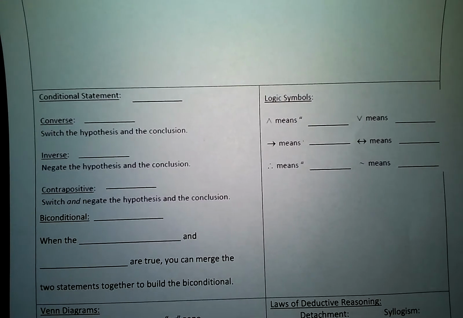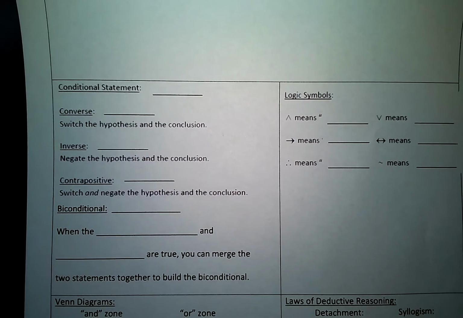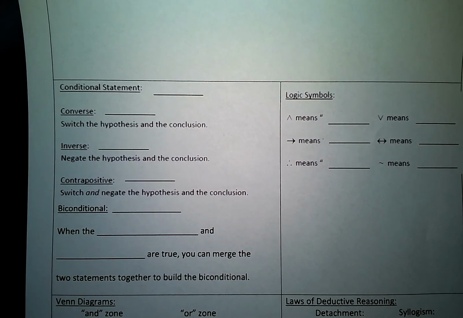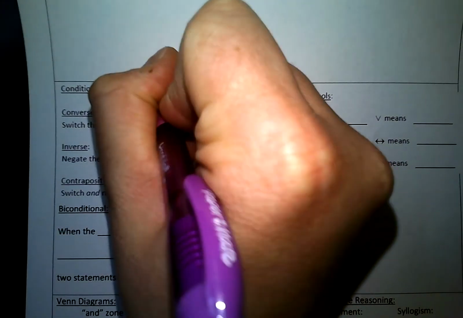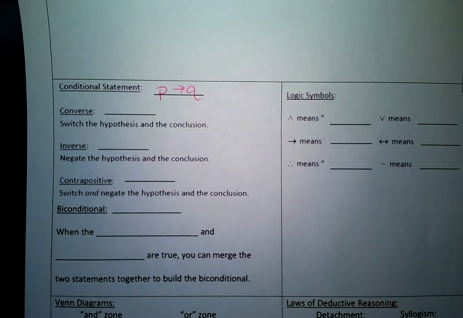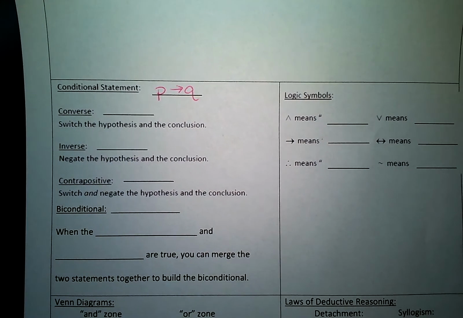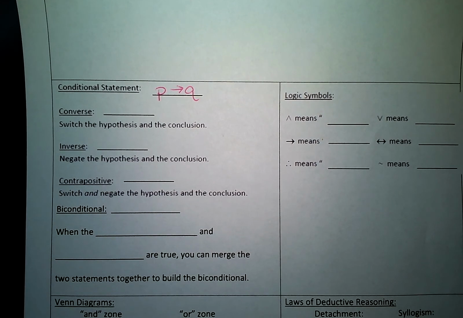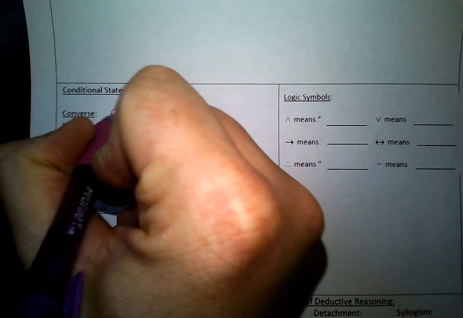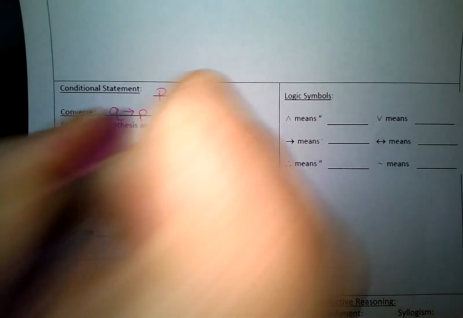One part of logical reasoning has to do with conditional statements. A conditional statement is symbolized with the letters P and Q. There's an arrow in between them, and that arrow means if the hypothesis occurs, then the conclusion occurs. P represents the hypothesis, Q represents the conclusion. To manipulate that conditional statement, you could perform something called the converse. The converse switches the hypothesis and conclusion. The symbols would say Q to P.